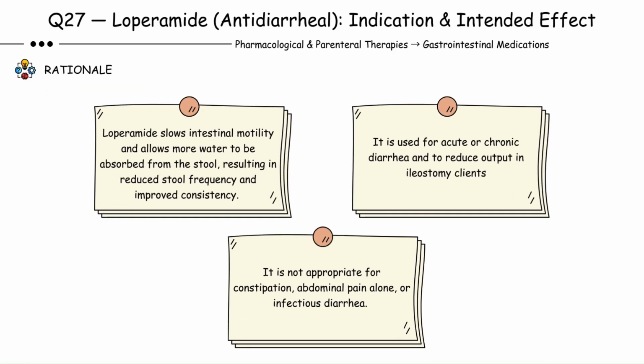Rationale: loperamide slows intestinal motility, giving the bowel more time to absorb water. Because of this, the frequency of stools decreases and stool consistency improves. It is used for acute or chronic diarrhea, and it can also reduce output in clients with an ileostomy. It is not appropriate for constipation, abdominal pain alone, or vomiting, and it should not be used for infectious diarrhea.